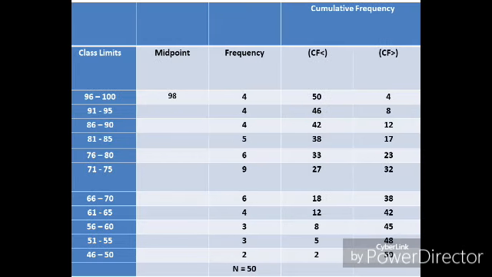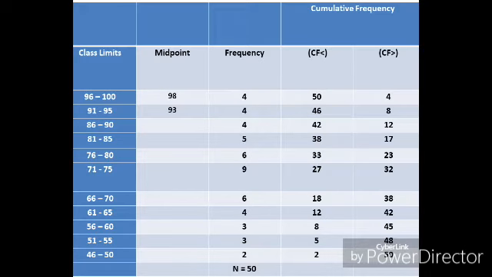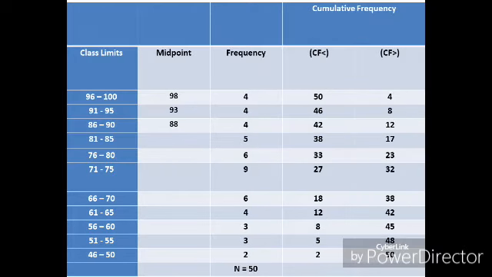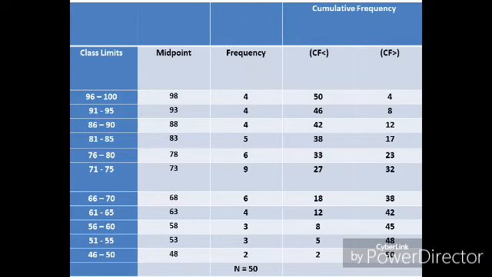We can also determine the midpoint of each class by subtracting 5 from our first midpoint. 98 minus 5 is 93. 93 minus 5 is 88. 88 minus 5 is 83. And so on. We use 5 because it is our class interval.